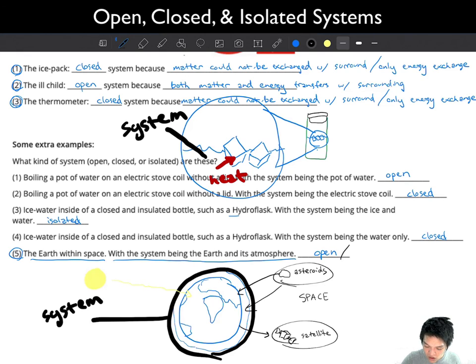Okay, so you can also say this is a closed system since that's arguable, since so little matter is being exchanged relative to what the system's size is. Okay, you can also make that argument. In fact, if you look online, some people argue that. Some people argue that, okay, the Earth is actually a closed system. And they may not necessarily be wrong.